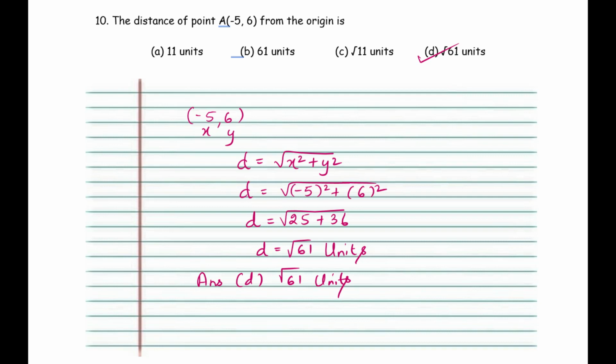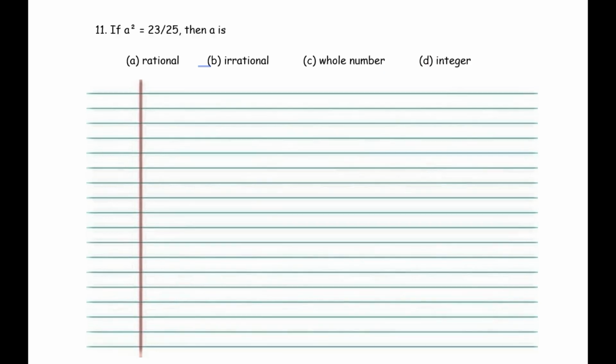Very simple question. The distance between the origin and the point is given by the formula d equals square root of x square plus y square. Students, now moving to question number 11.